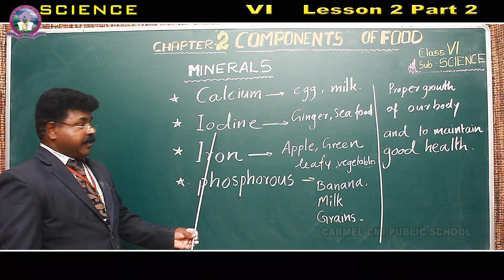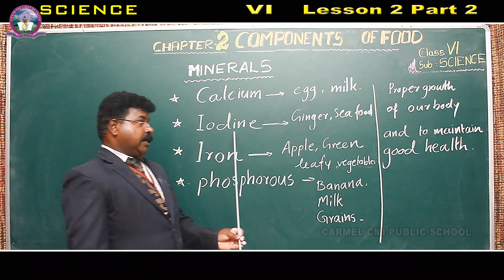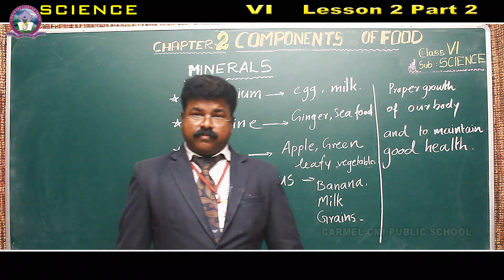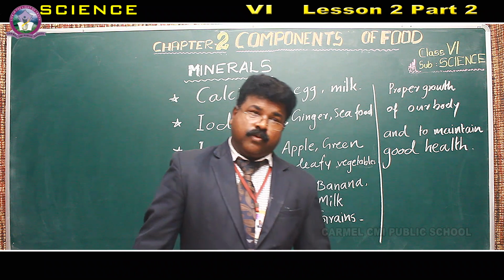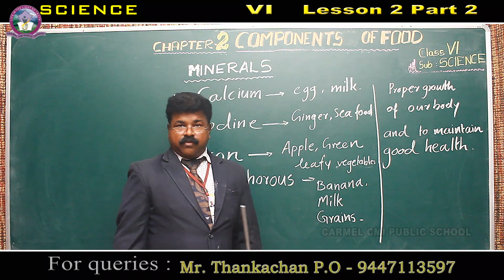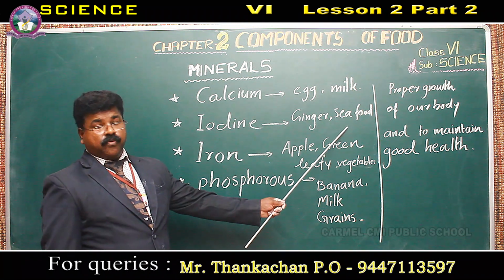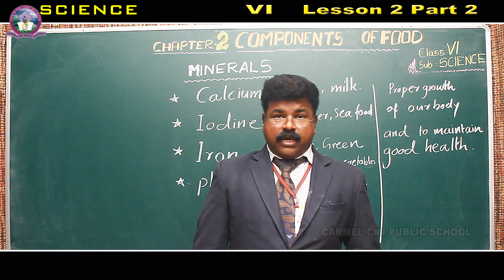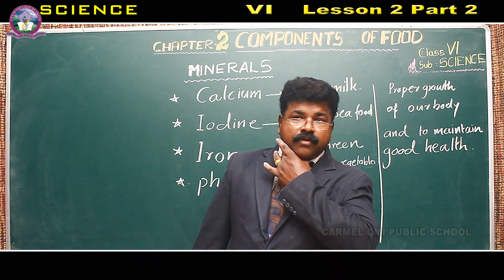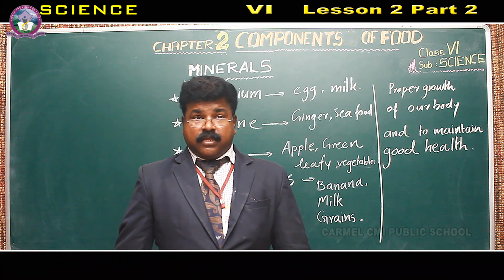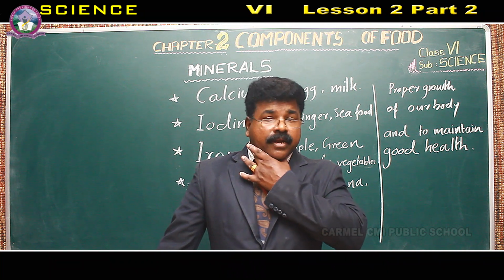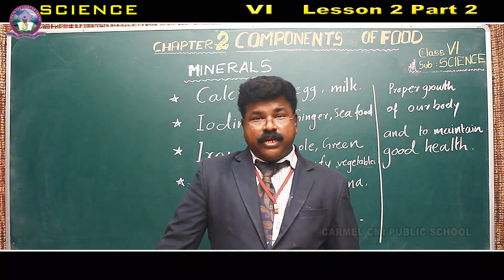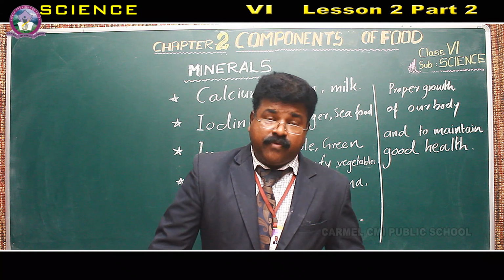Then let us see iodine, another important mineral. The source of iodine is ginger and seafood. We are getting a lot of food items from the sea, just like seaweeds, prawn, and so many fishes also. All these seafood items consist of more amount of iodine. And this iodine is very essential for the proper functioning of a gland in our neck. If we are not getting enough iodine in our diet, that may lead to the enlargement of a gland in our neck, called the thyroid gland. That may lead to a disease known as goiter. So we should have sufficient amount of iodine in our diet.